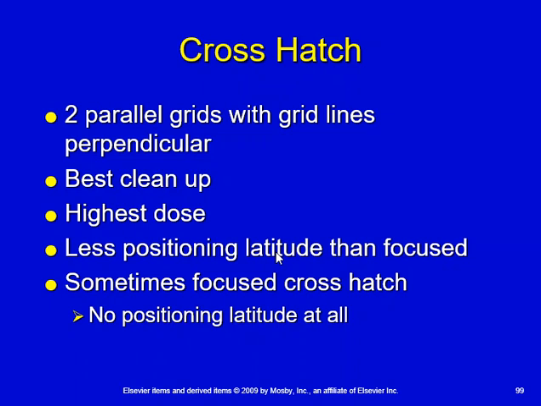With a focused grid or with a parallel grid, you can at least angle the long axis of the grid with the grid strips. You can't angle against them, but you can angle with them. With a crosshatch, you can't angle in either direction. So there's less positioning latitude even than a focused grid. And once in a while, you'll have a focused crosshatch, which is two focused grids stacked on top of each other, mounted perpendicular. And there is almost no positioning latitude with those.